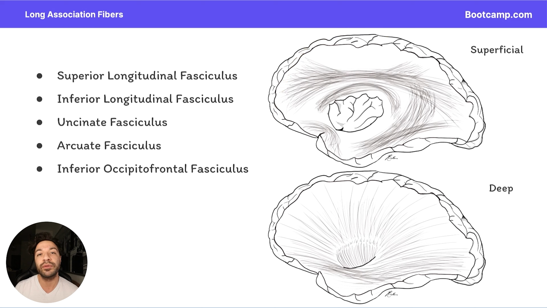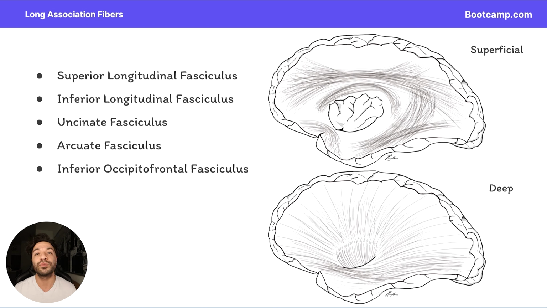So now we're going to turn away from the midline, and we're going to be looking at the cerebral cortex from a lateral view. In this view, we've removed all the gyri, and we've gone deep into the white matter. So you can see we're going to have a superficial view of that, and then we're going to go a little bit deeper and look at some deeper white matter.